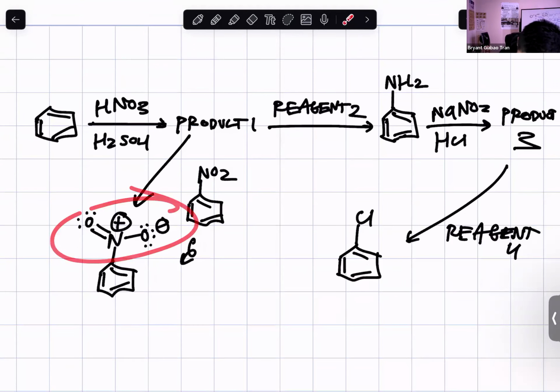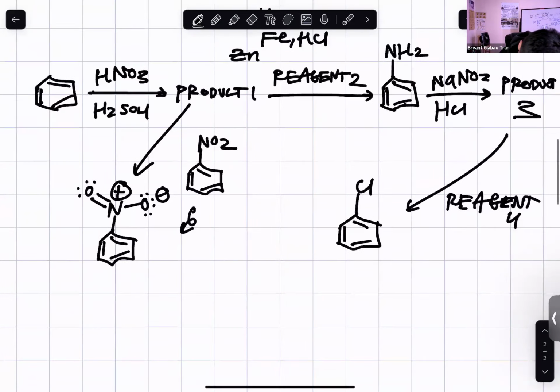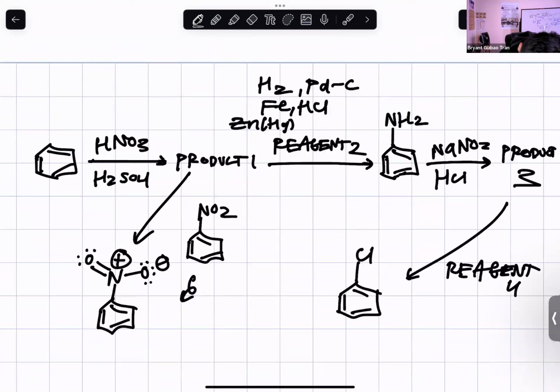Reagent two to convert NO2 into NH2, there's multiple reagents that could do that. We're going to reduce NO2 to NH2. So to do that, we have to use a reducing agent like H2/Pd-C, iron HCl, or zinc mercury HCl. So one of those three reagents would be reagent two.